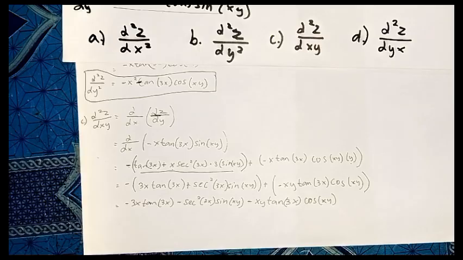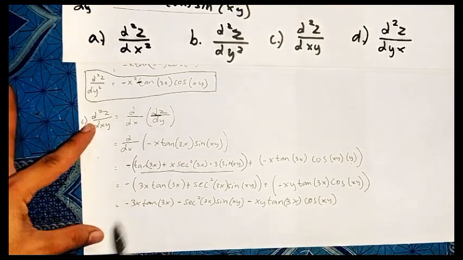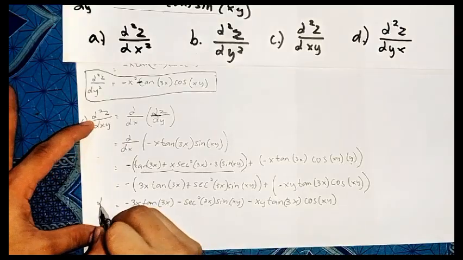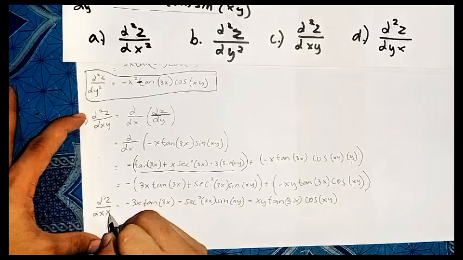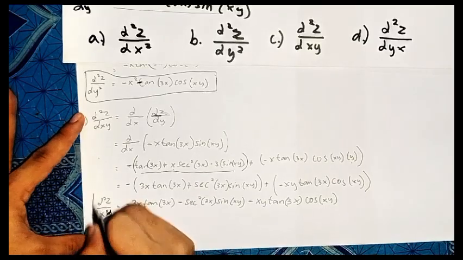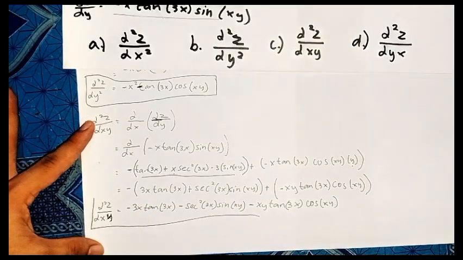Am I correct, guys? Negative 3x tan 3x minus... Yes, I think that is correct. This is now the partial squared z over partial xy. This is the answer.